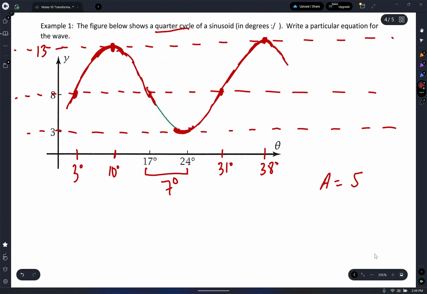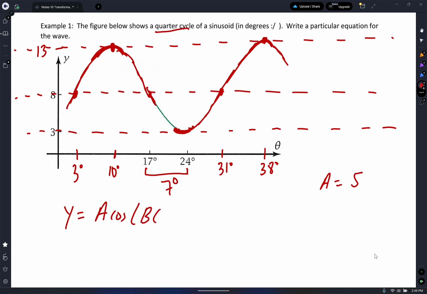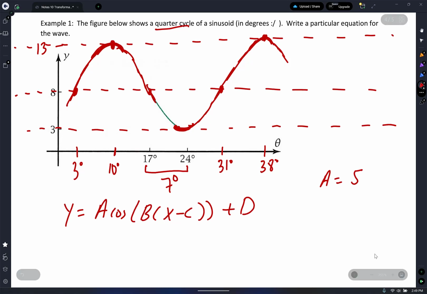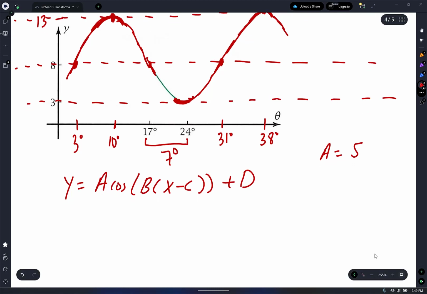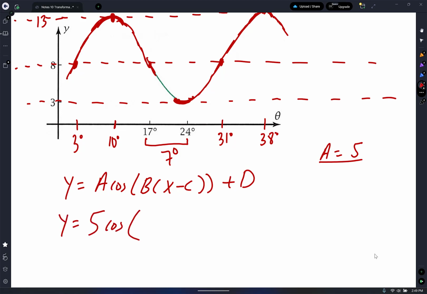My equation: y equals A cosine, open parenthesis, B, open, x minus C, close, close, plus D. Your calculators might already have these answers because we did them earlier. All right, what is my amplitude? What's the amplitude, guys? 5. So y equals 5 cosine, open parenthesis. The B value, so I'm going to go to the side.